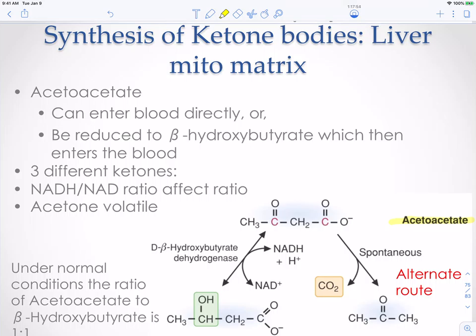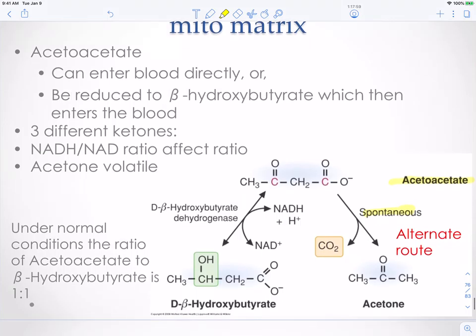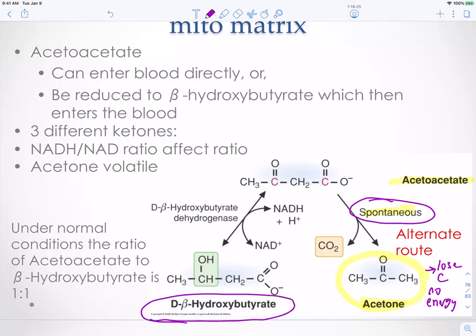Now, why this is important is because acetoacetate can also spontaneously form acetone. And once you form acetone, you lose the carbons, no energy. And this, of course, is spontaneous, so it's going to happen to some level all the time. That is why you want to have beta-hydroxybutyrate be able to contain those carbons, because beta-hydroxybutyrate cannot become acetone. Under normal conditions, your acetoacetate to beta-hydroxybutyrate ratio is about 1:1.